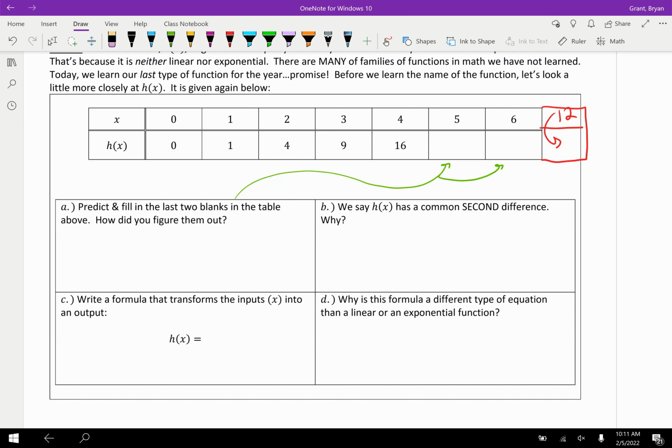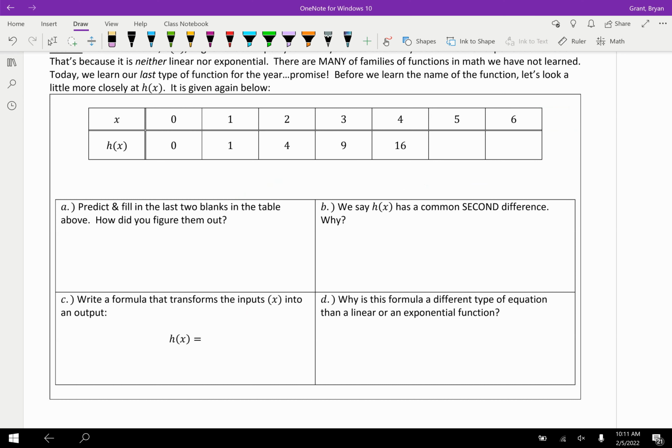So take about 5 minutes or so to ponder through these, try to fill in what you can, and as always, once you're done, unpause, and we'll come back together. Ready, set, go. All right, let's get to it.